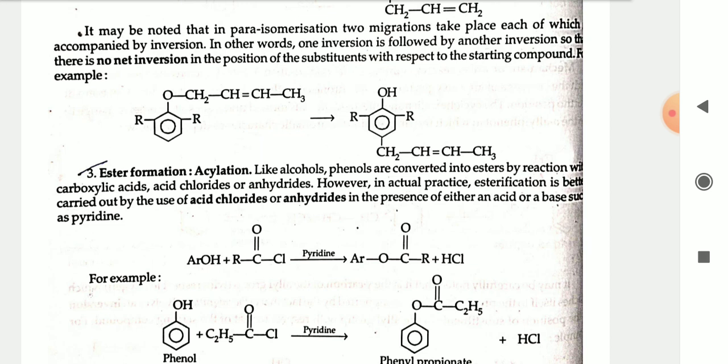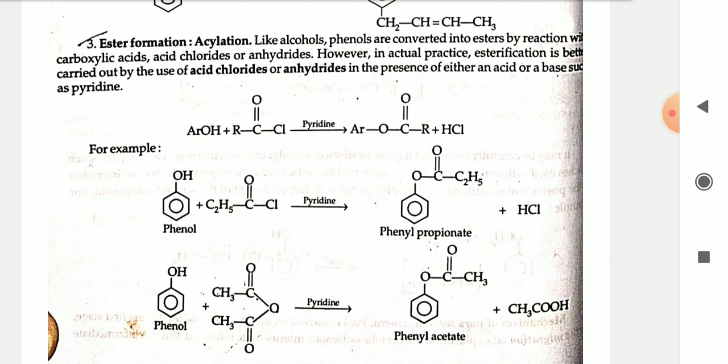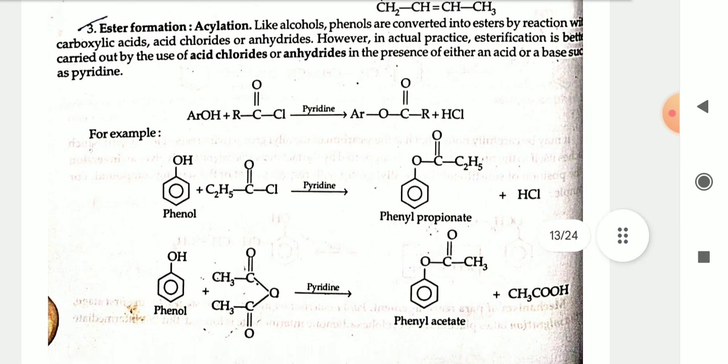Third is ester formation, called acylation. Like alcohols, phenols are converted into esters by reaction with carboxylic acid, acid chloride or acid anhydride. However, in actual practice, esterification is better carried out by the use of acid chloride or anhydride in presence of either an acid or a base such as pyridine. Phenol reacts with acid chloride in presence of pyridine to form phenyl propanoate. Phenol with acid anhydride in presence of pyridine will form phenyl acetate.